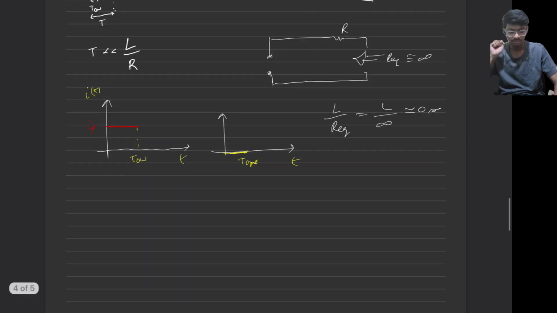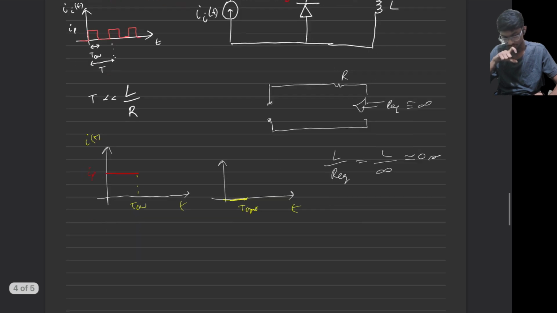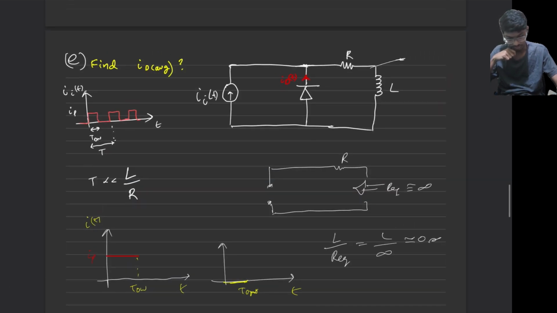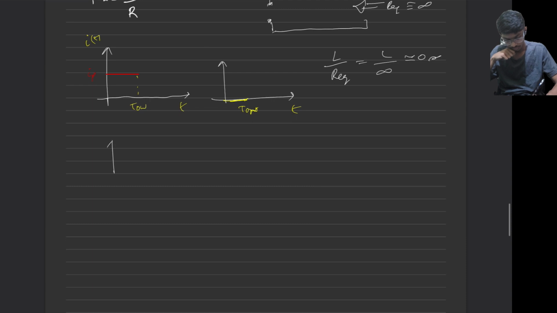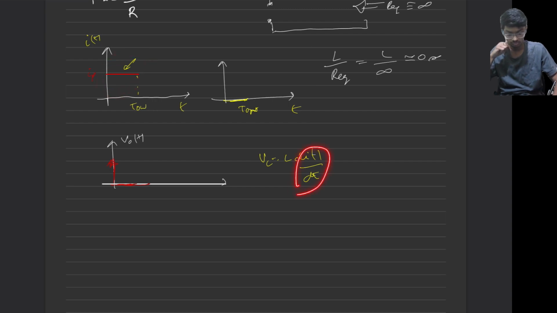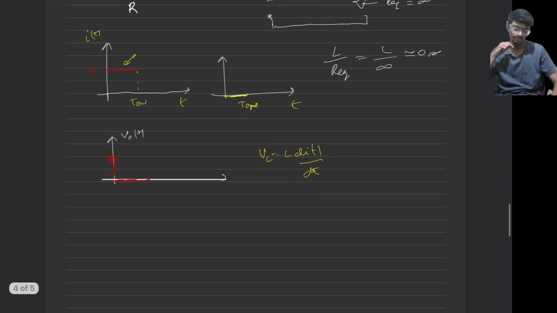So all this happens, and what is the voltage across the inductor, V naught of t? V naught of t will be only one impulse across the inductor coming, then it will be 0. Why will it be 0? Because we know that VL is equal to L di/dt. As the current isn't changing, the slope of it will be 0, hence VL will become 0. Only one impulse will come across at t equal to 0 plus.